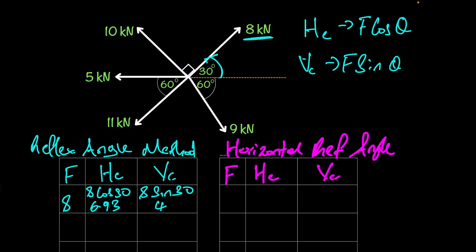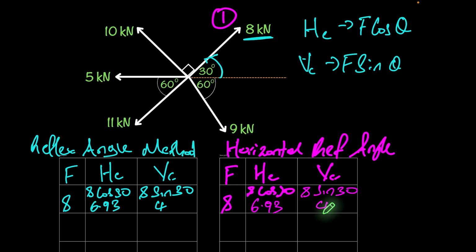What you will notice is, when we are working with angles that are lesser than 90 degrees, in the first quadrant here, both of these methods will basically be identical. So over here for the horizontal reference angle method, that's the same 8 kilonewtons for our force, and we'll have the same 8 cos 30, which gives us 6.93. Likewise 8 sin 30 gives us the same 4. Now, this is where the two methods start to separate themselves from each other.